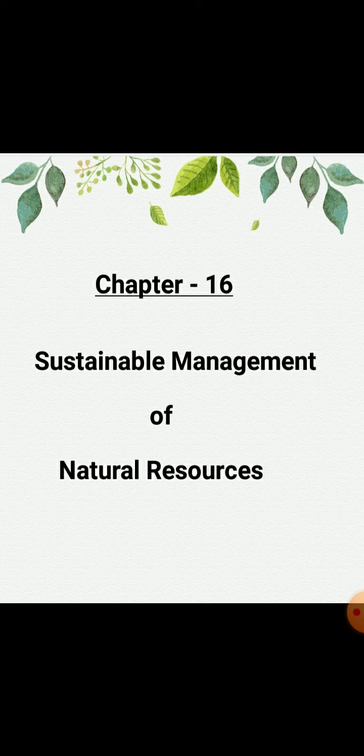So, how do we use these natural resources and cause a little damage or no damage to the environment so that it can be continued for a long period of time?